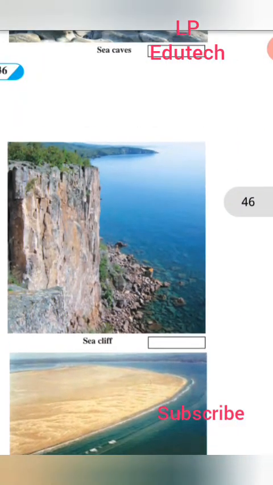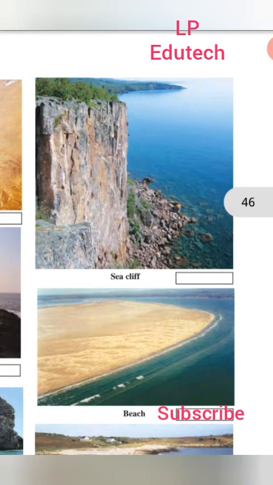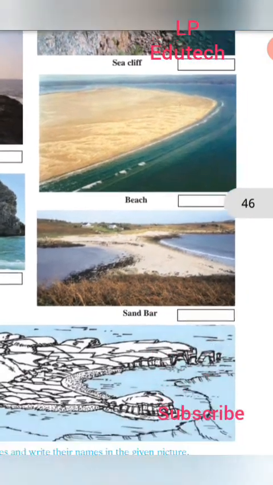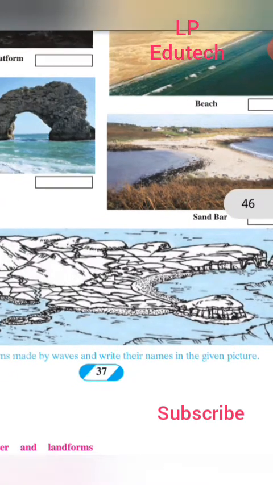Then next we have a sea cliff. This is the sea cliff, and it is formed by the erosional work of sea waves. And the beaches are formed due to the depositional work of sea waves. And next, sandbars are made due to the depositional work of sea waves. So just mention this answer in the box which is given below and write it in your textbook.